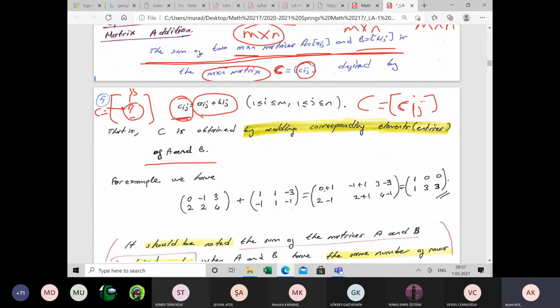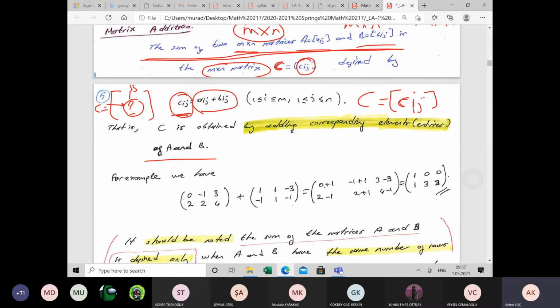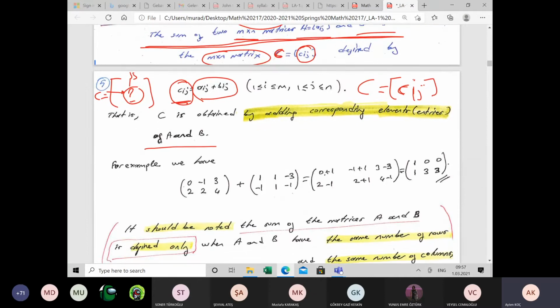Let's give an example. First, this one is A. This one is the matrix B. What is A plus B? The dimension is 2 by 3, so A plus B is a 2 by 3 matrix.